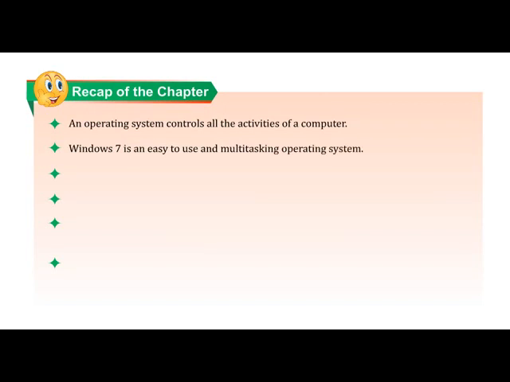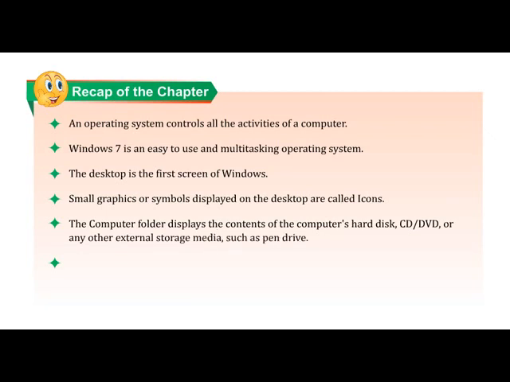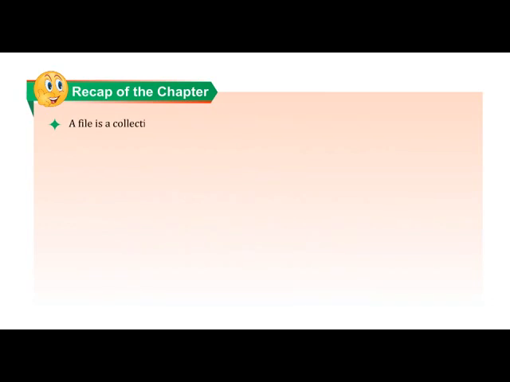Let us quickly glance through the key points discussed in this chapter. An operating system controls all the activities of a computer. Windows 7 is an easy-to-use and multitasking operating system. The desktop is the first screen of Windows. Small graphics or symbols displayed on the desktop are called icons. The computer folder displays the contents of the computer's hard disk, CD or DVD, or any other external storage media such as pen drive. Using the computer folder, we can manage and access all the folders and files stored in a computer.